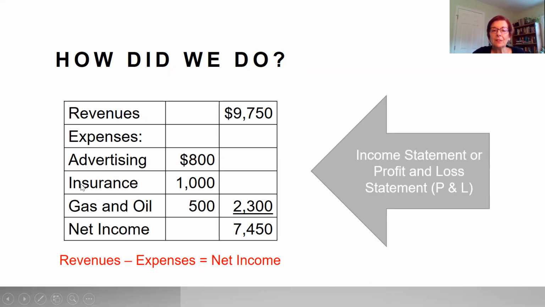This is a statement. We call this a statement. And this statement is called an income statement. Sometimes it's called a profit and loss statement because it tells you whether you have a profit or a loss, or P&L. So if you hear someone say P&L, that's what this is, right? In this case, this company has a profit. All right, so that's how we did from an income perspective.